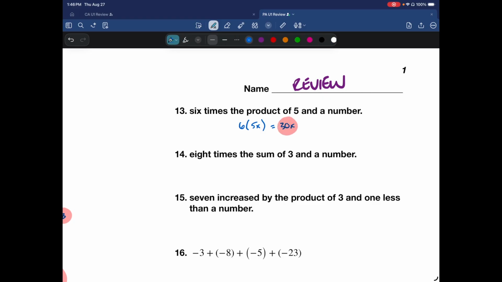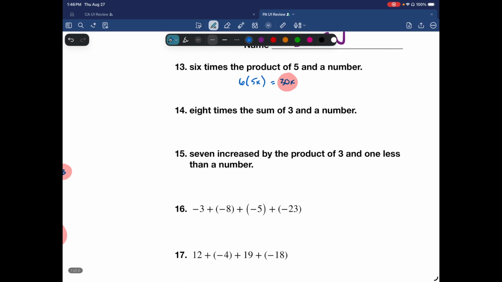All right, 14, you got 8 times the sum of 3 and a number. So 8 times the sum of 3 and some number. So it could be 3 plus x or x plus 3. All right, and then you distribute. So you got 24 plus 8x. And again, you're adding, so order doesn't matter. It could be 8x plus 24, or it could be 24 plus 8x, either way.